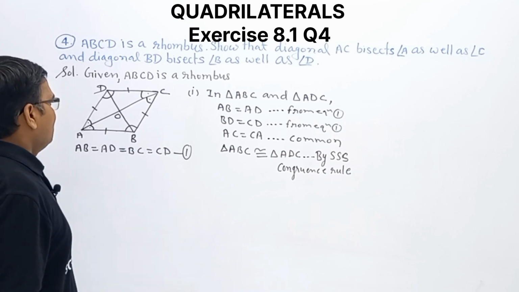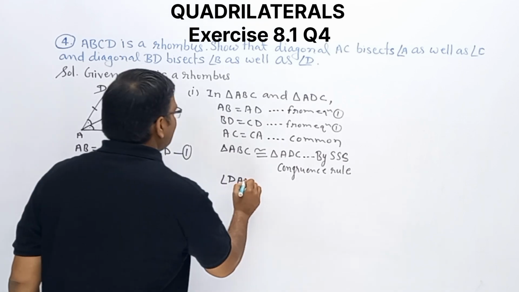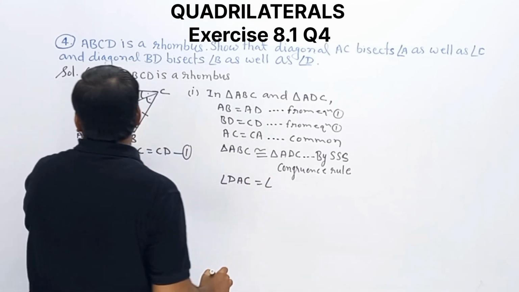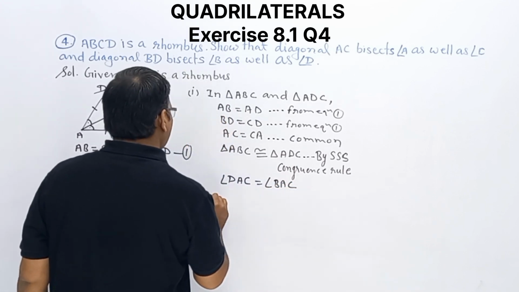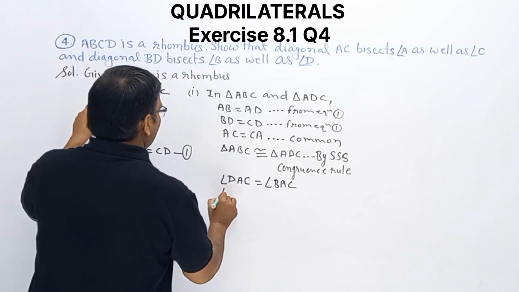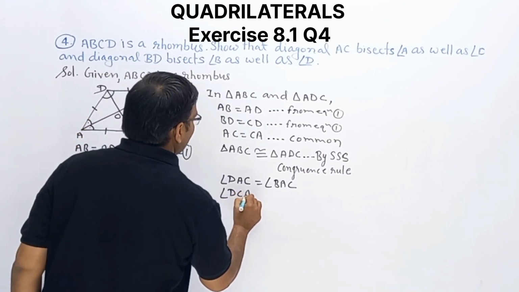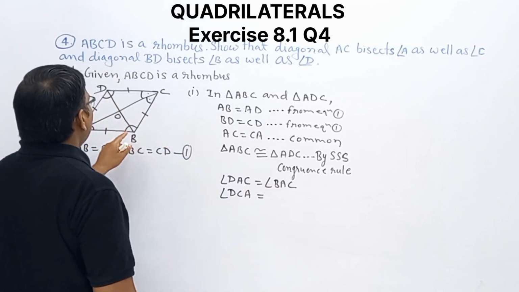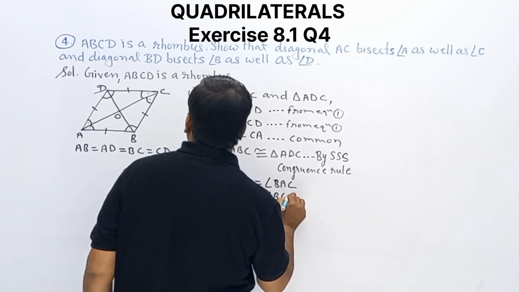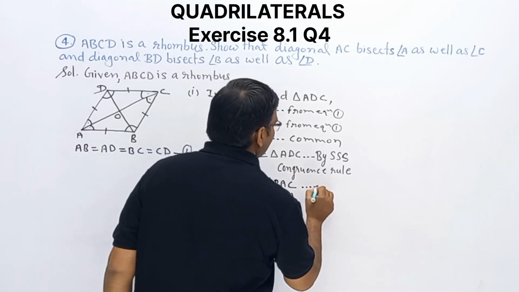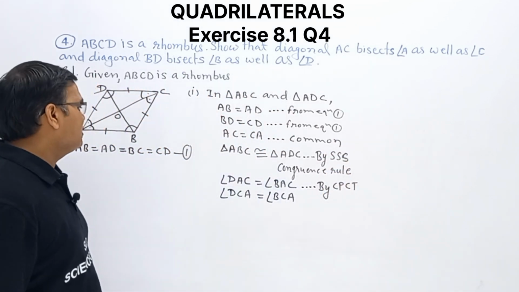Clear? So what can we say? We proved the congruence, so we can say angle DAC equal to angle BAC, and another one, angle DCA will be equal to angle BCA, by CPCT, corresponding parts of congruent triangles.